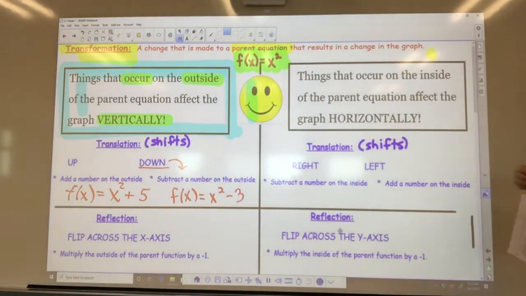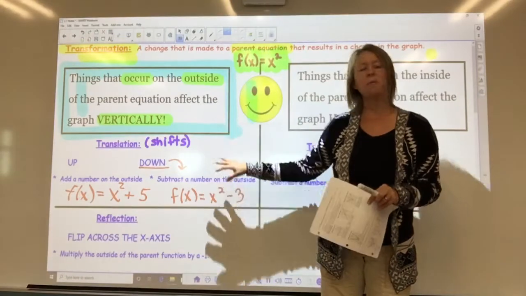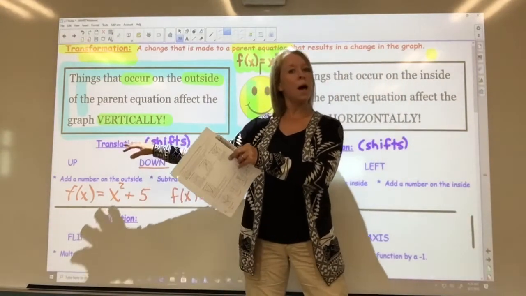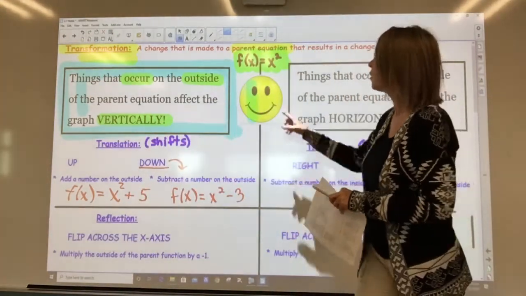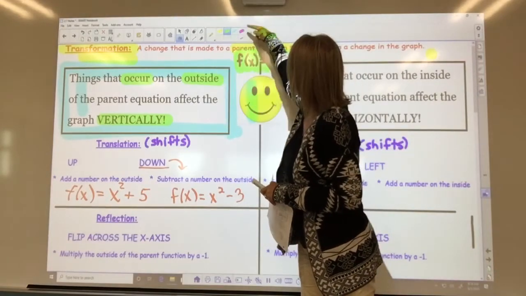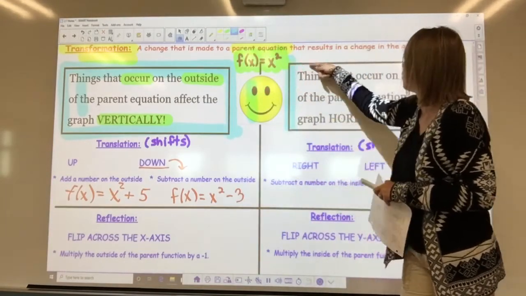And that's pretty easy because that kind of makes sense. Add a number, it goes up, subtract a number, it goes down. Over here is when it tends to get a little bit more confusing.